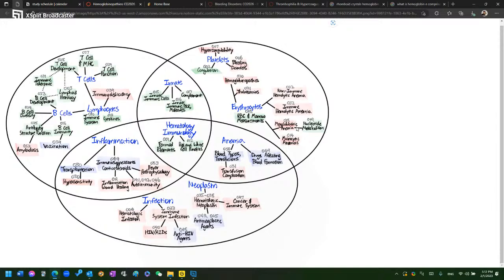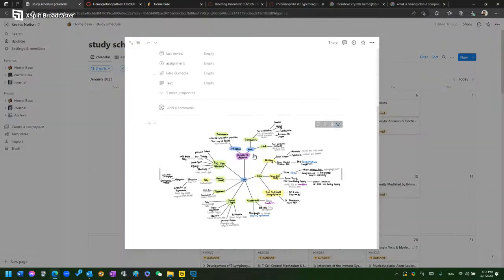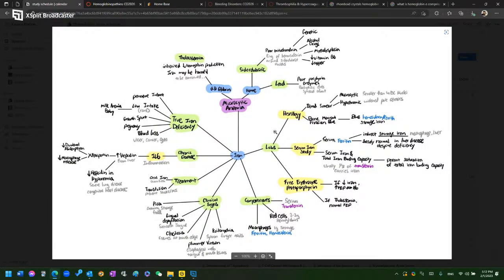Let's go on to megaloblastic and microcytic anemias. I'm going to start with microcytic anemias. So microcytic anemias can be caused by a problem with hemoglobin, low hemoglobin. So essentially microcytic anemia is just you're missing heme. You're missing your heme.